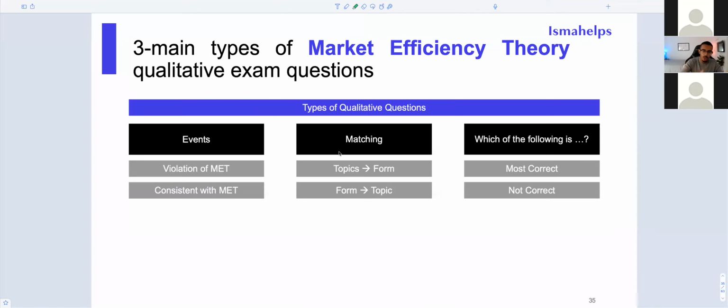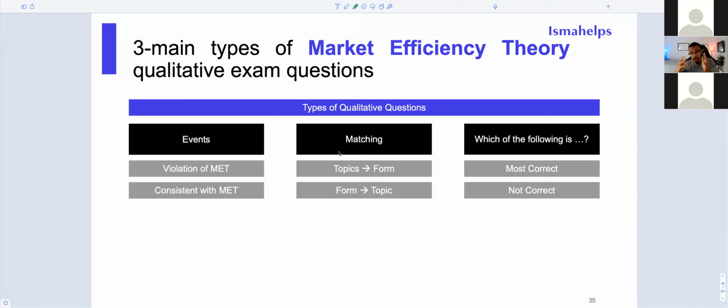But if we work through the first segment, which is going to be event-based qualitative questions for market efficiency, we're typically going to ask you one of 2 things. One, is this a violation of a specific type of market efficiency? And 2, is this consistent with a specific type of market efficiency? This is really what you should expect within the event bucket, whereby we're going to give you an event, a context, a scenario, a situation, and you will have to assess whether this violates market efficiency theory A, B, C, or whether this is consistent with a specific type of market efficiency.